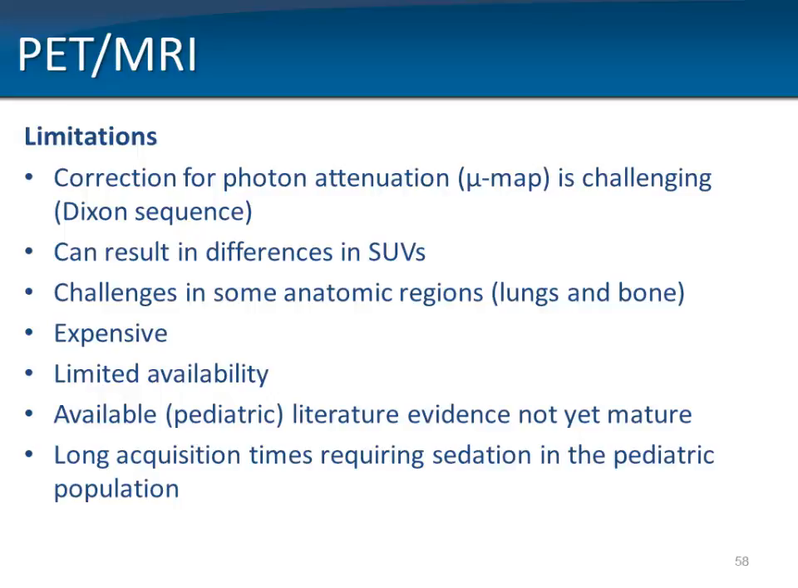However, it is a technology that is still developing, so some limitations also merit attention. The correction for photon attenuation using a mu map is challenging, even with the Dixon sequence. There can be differences in SUVs between PET-CT and PET-MR. Some anatomic regions, such as the lungs and the bones, and as musculoskeletal imaging is a focus today, can be very tricky. It is expensive, as I told you, and limitedly available. Yeah, we now have one in Belgium. I believe there are 6 to 7 in Europe. And the literature, the evidence is not yet mature, in particular the pediatric evidence, but we can also extend that to the adults. So we're not quite sure in which indications we should use this technique. And long acquisition times, which can last up to an hour, usually do require sedation in the younger patients.